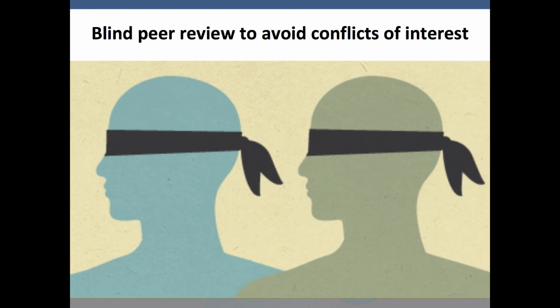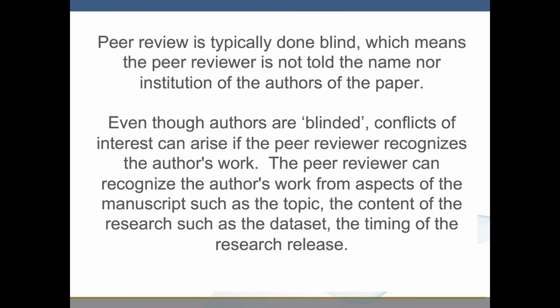Blind peer review to avoid conflicts of interest. Peer review is typically done blind, which means the peer reviewer is not told the name nor institution of the author of the paper. Even though authors are blinded, conflicts of interest can arise if the peer reviewer recognizes the author's work. The peer reviewer can recognize the author's work from aspects of the manuscript, such as the topic, the content of the research, such as the dataset, the timing of the research release.